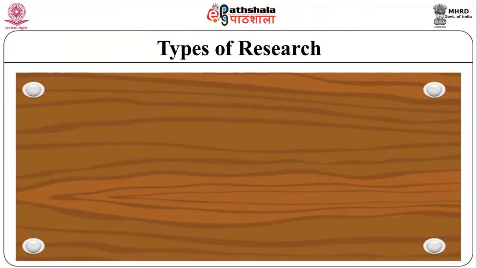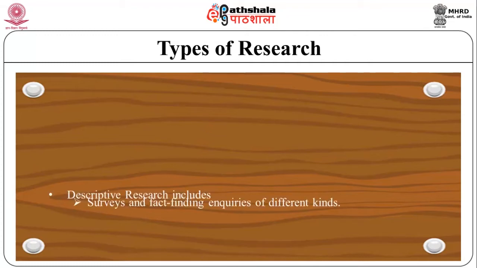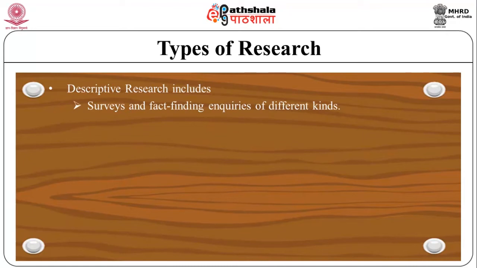Now, types of research. There are various research works being taken up across the globe in today's world. Some of the basic types of research are discussed as follows. First, descriptive research. Descriptive research includes survey and fact-finding inquiries of different kinds. The major purpose of descriptive research is to describe the state of affairs as it exists at present, and the researcher has no control over the variables.